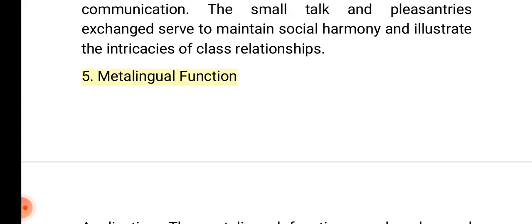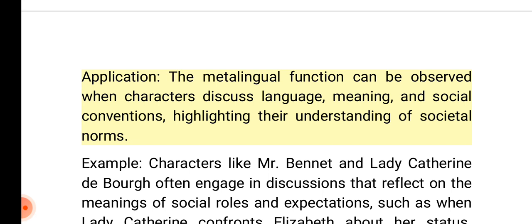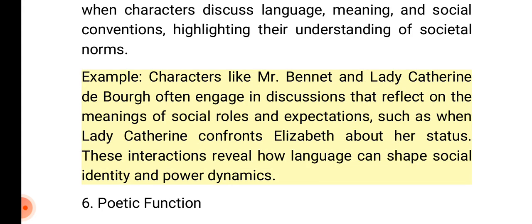5. Metalingual function. Application. The metalingual function can be observed when characters discuss language, meaning, and social conventions, highlighting their understanding of societal norms. Example: characters like Mr. Bennet and Lady Catherine de Bourgh often engage in discussions that reflect on the meanings of social roles and expectations, such as when Lady Catherine confronts Elizabeth about her status. These interactions reveal how language can shape social identity and power dynamics.